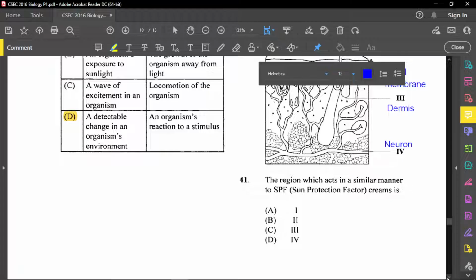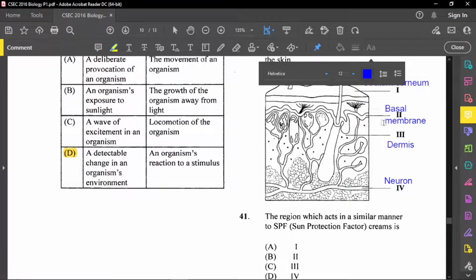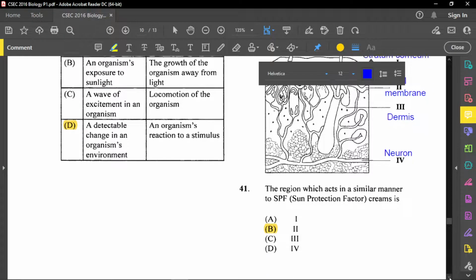Anyhow, the region which acts in a similar manner as SPF, which is sun protection factor creams, is what? And this is a repeated question too, just with a different type of diagram. Again, the basal membrane is where we're going to find, as I mentioned before, melanocytes, and melanocytes produce melanin. And so B has to be your answer. I think I explained that question in the previous review.